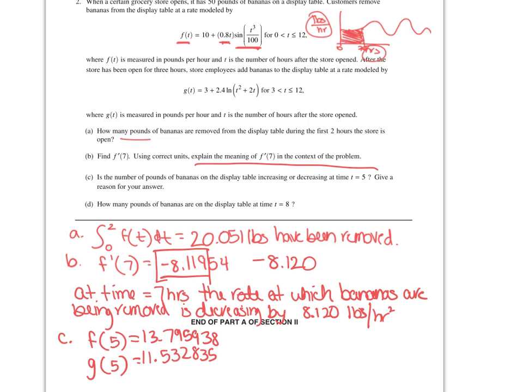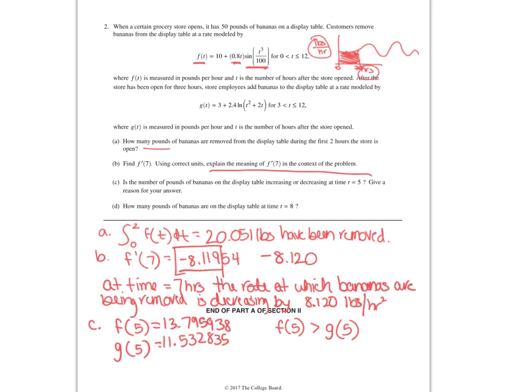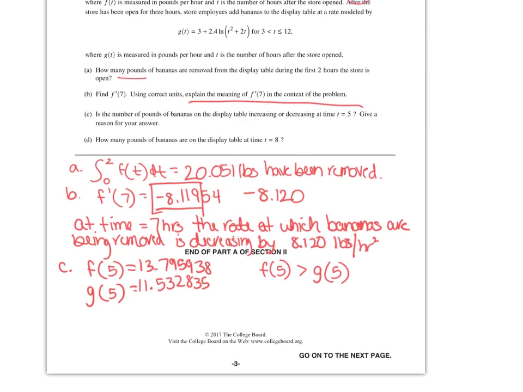Since F of 5 is greater than G of 5, and F of 5 represents the rate at which the bananas are being removed, and G of 5 represents the rate at which bananas are being put back, since the rate at which they're being removed is higher, that means that the number of pounds of bananas on the display table is decreasing.